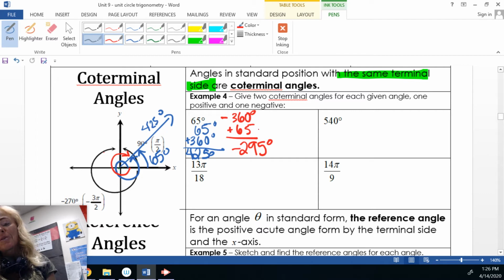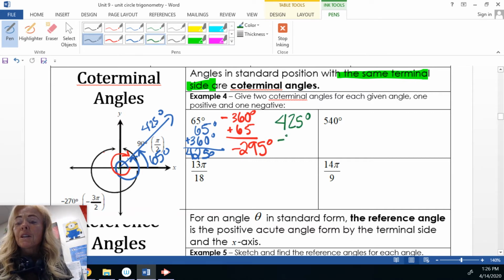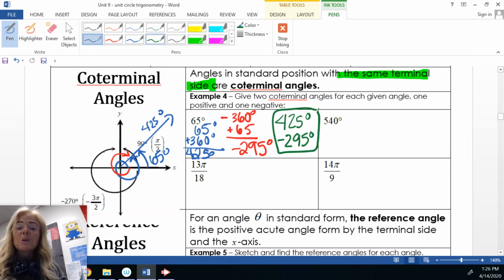We could continue to subtract 360 degrees to get more negative coterminal angles, but we are only asked to find one of each. So we'll have 425 degrees and negative 295 degrees as our coterminal angles. Basically, we're adding 360 and subtracting 360 from the angle we're given to come up with the two, one positive, one negative coterminal angle.